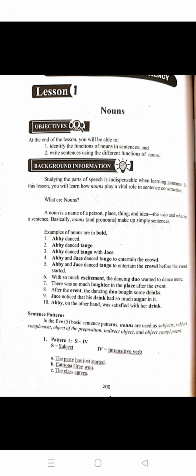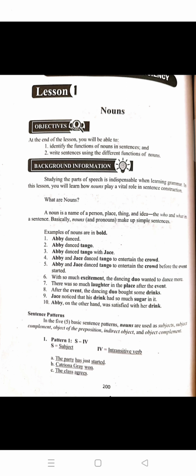Now, in order for us to identify nouns in an easier way, we have 5 basic sentence patterns wherein nouns function as or are used as subject, subject complement, object of the preposition, indirect object, and object complement. The first pattern that we have here is the SIV, wherein S stands for subject and IV stands for intransitive verb. We shall later on understand what intransitive verb and transitive verb are in our succeeding topic.